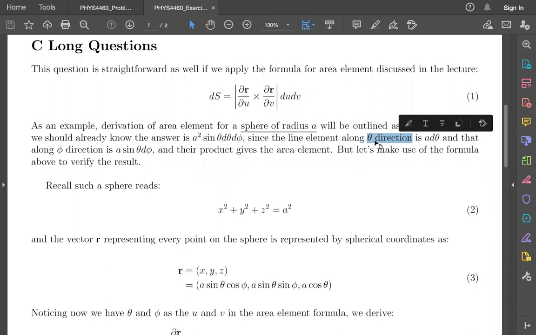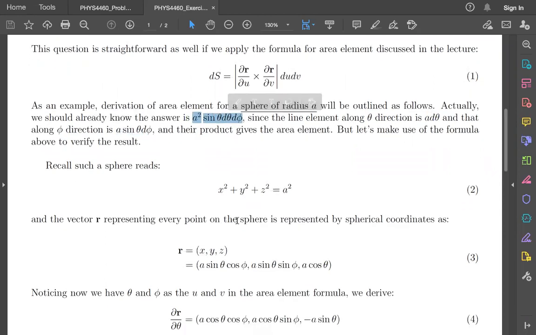And the theta here means the polar angle, running from the North Pole, then 90 degrees to the horizontal plane, and then another 90 degrees to the South Pole, right? So this line element is along this direction, and the other element, which is along the phi direction or the azimuthal direction, would be these things, and their product would give this answer, right?